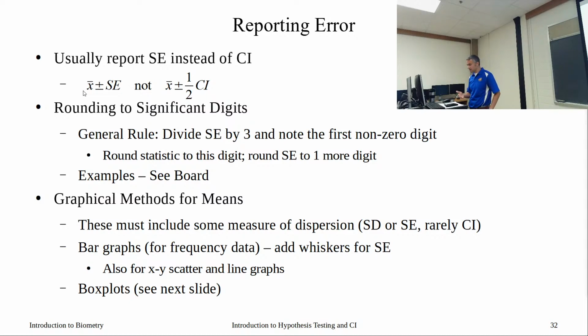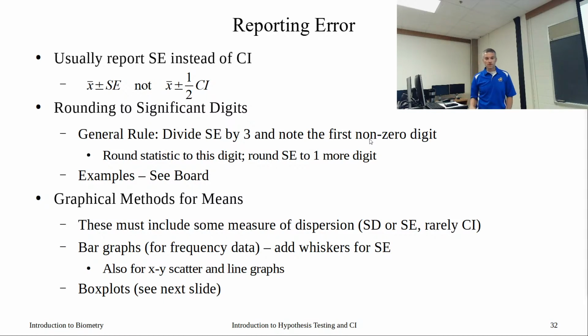Now, how do we round it? Well, we do have a general rule for this. That rule is to take the standard error that we calculate, the unrounded standard error, and divide it by 3. The first non-zero digit that we get when we do that division is where we round our statistics. So that's where we round our mean, and then our standard error goes to one more level.